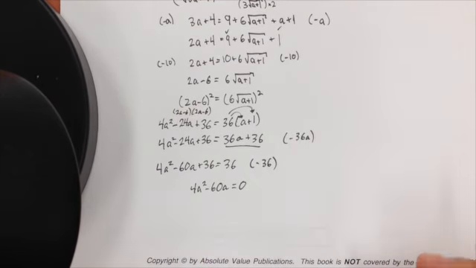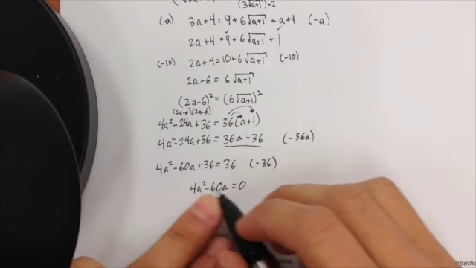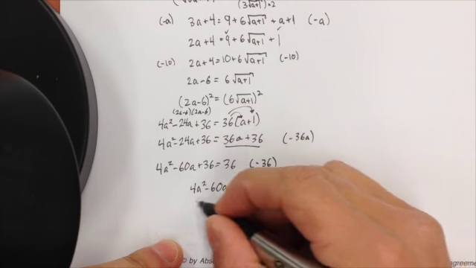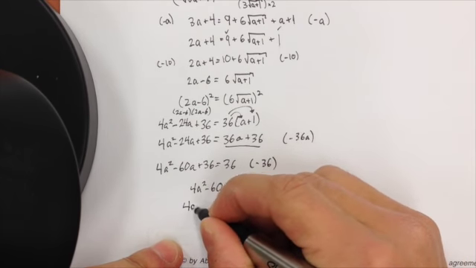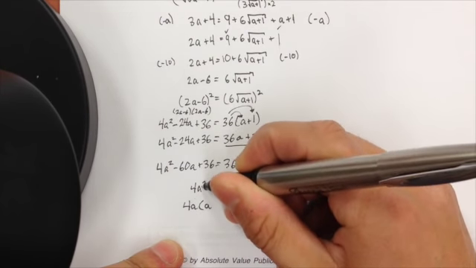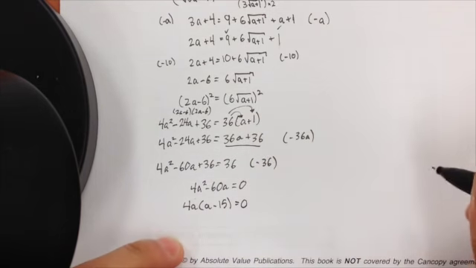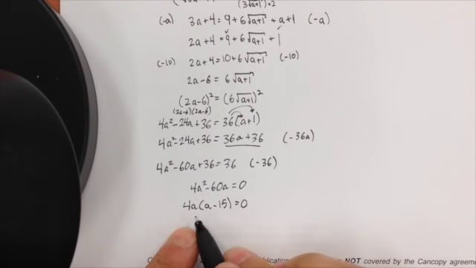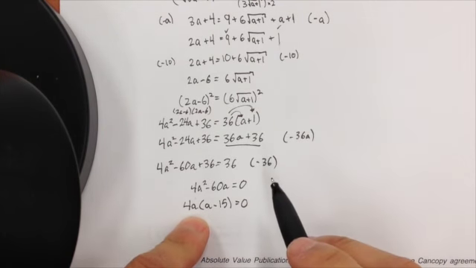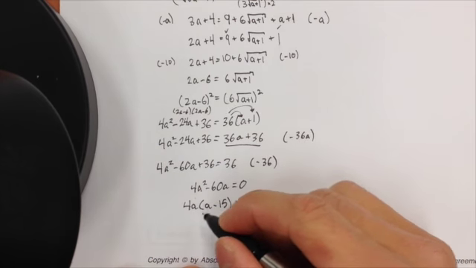And now we need to factor this. But before I factor this, I know that both these terms are divisible by 4. So if I divide the 4 out of here, I'll have 4a times a, which would be 4a squared, minus 15 is equal to 0. And so reach back to lesson number 5 where we talked about our zero product law, and that tells us that one of our products needs to be equal to 0.